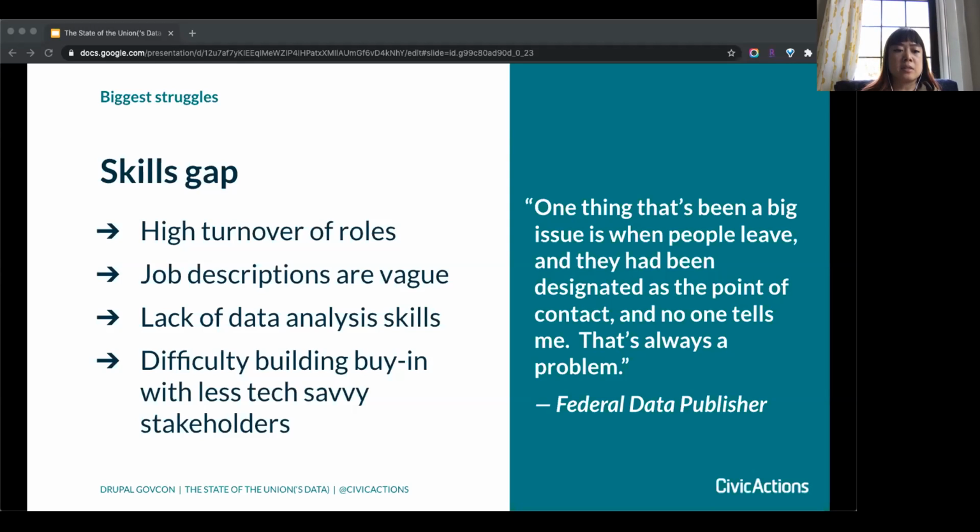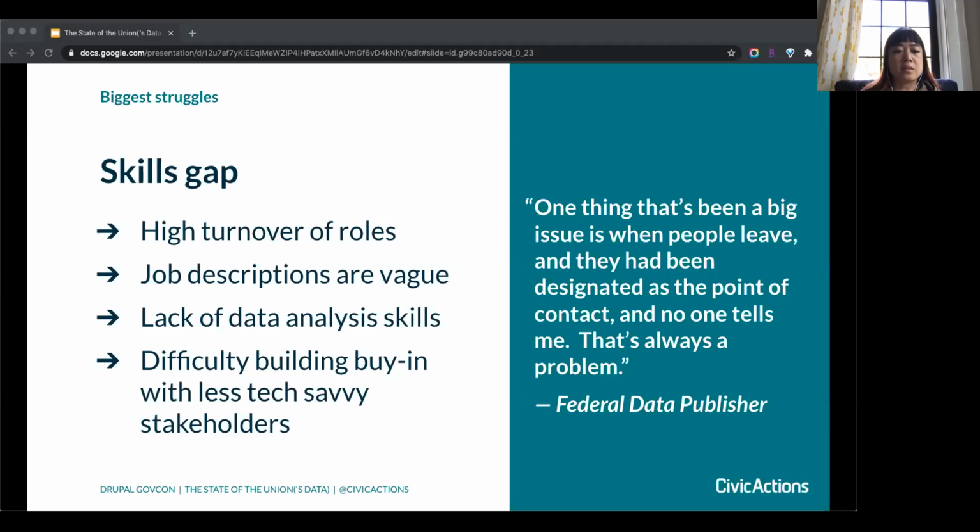And finally, there's difficulty in building buy-in with less tech-savvy stakeholders. There's a skill gap between people running data programs and the people they need to support those programs. For example, you might have someone at the top of an organization saying, okay, we're moving forward with this data program. And you've got some parts of the entity that are more data savvy and can get going with that right away, while other parts of the agency are left behind or were never properly onboarded to begin with, which creates disconnect and confusion.